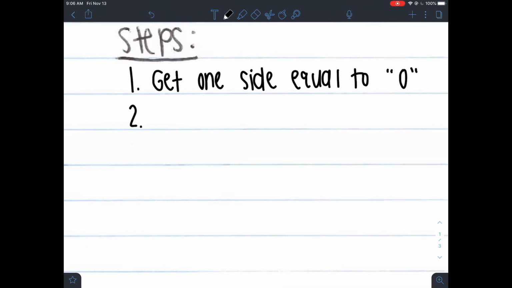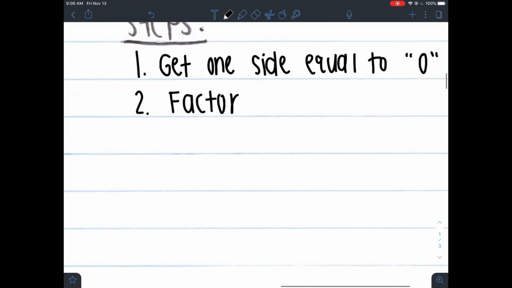The second step after you do that is you want to factor. So you're going to use your skills from Unit 6. You're going to factor with the AC method. Always check for a GCF first. First thing you do is check for GCF. Second thing you do is factor with the AC method if possible. Sometimes you have those special cases, so you just want to keep that in mind.